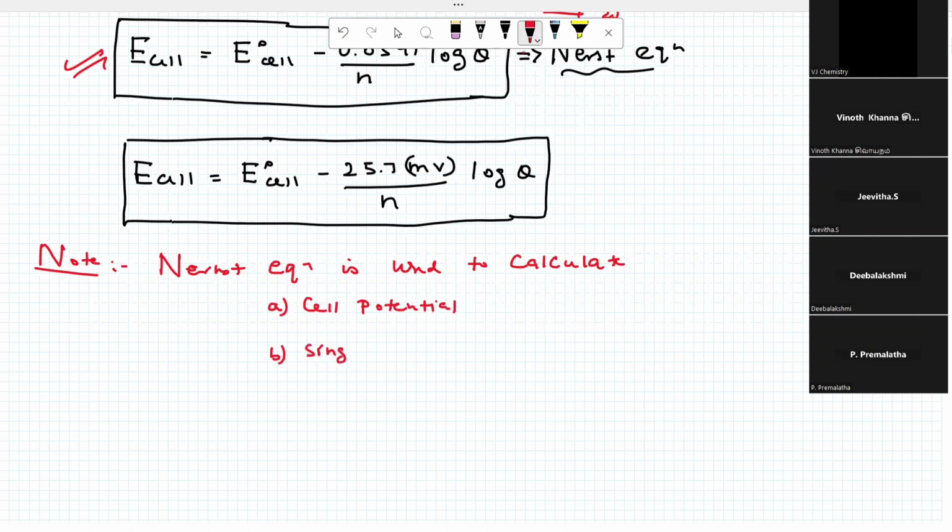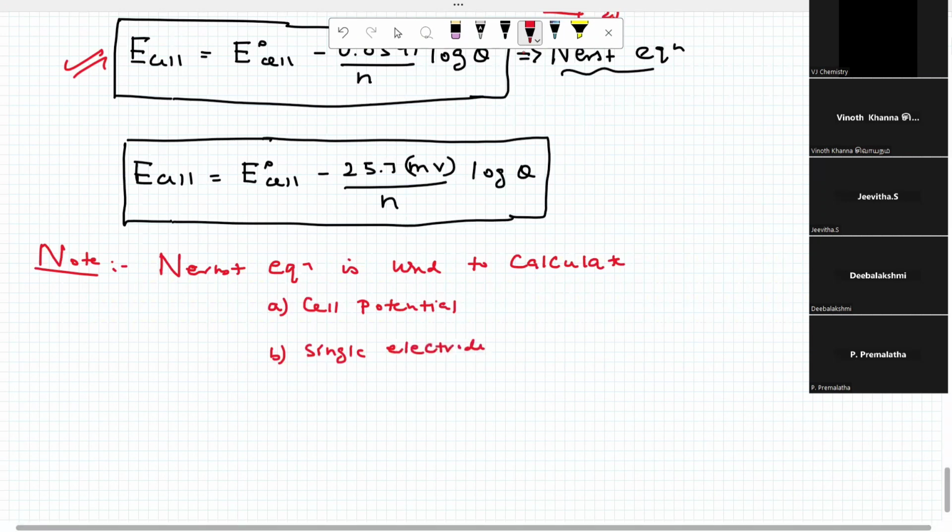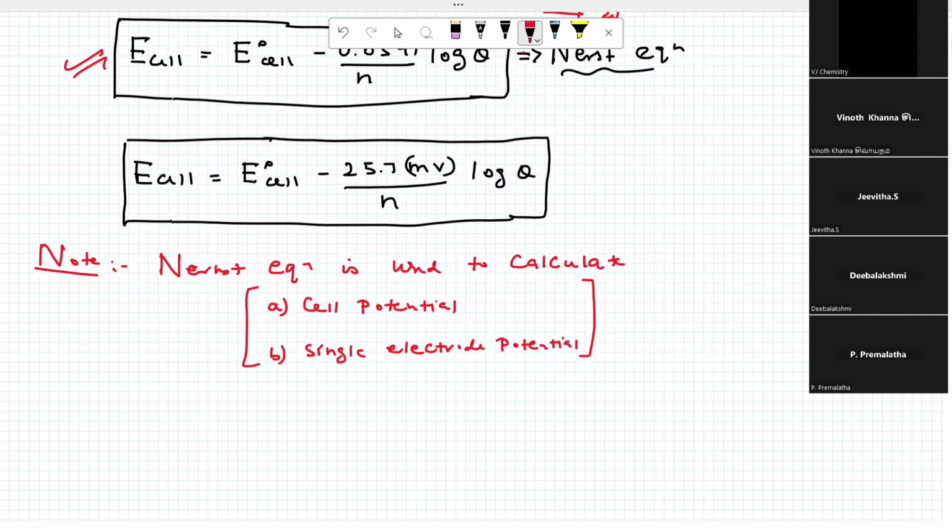We can also find the single electrode potential. Using this equation, we can find the overall cell reaction, and you can find a single electrode. For the anode reaction, we can find the cell potential using this equation. Similarly, we can find the cathode cell potential using this equation. This is important, please note.